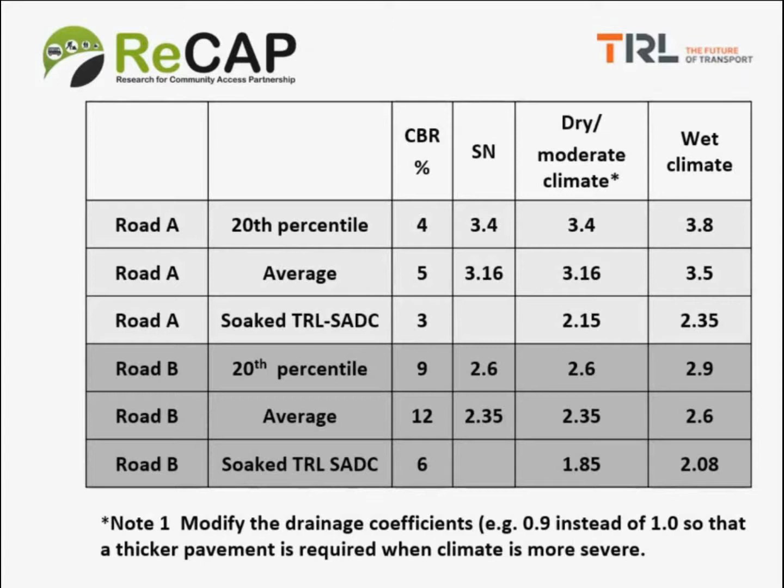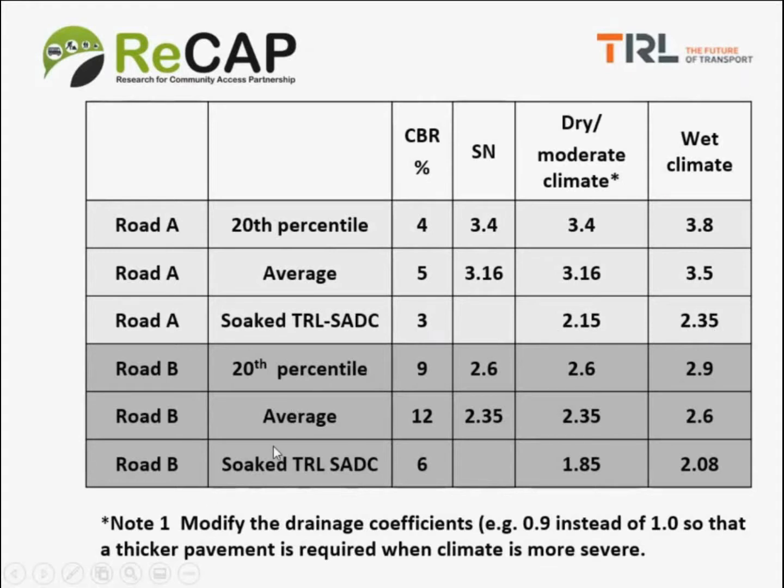There you can see that the third row down, the soaked TRL-SADC CBR is 3. This compares with the 20th percentile and the average. So obviously the soak value is the lowest. And if you go into the design chart in the road note, you'll find that for moderate or good climatic conditions, as opposed to severe conditions, you require a structural number of 2.15. And in the wet climate conditions, you need a slightly higher structural number of 2.35 for road A.